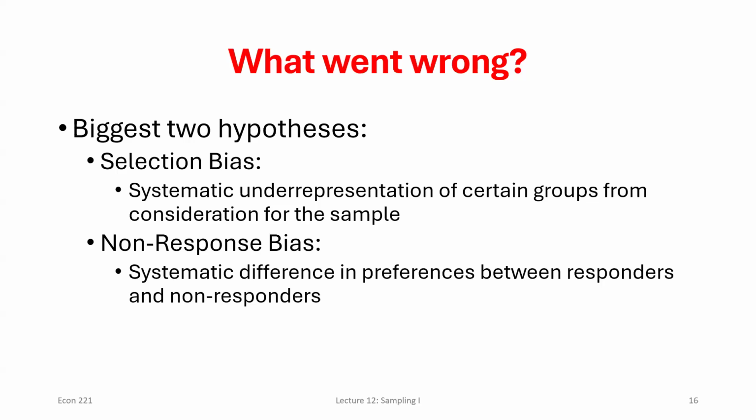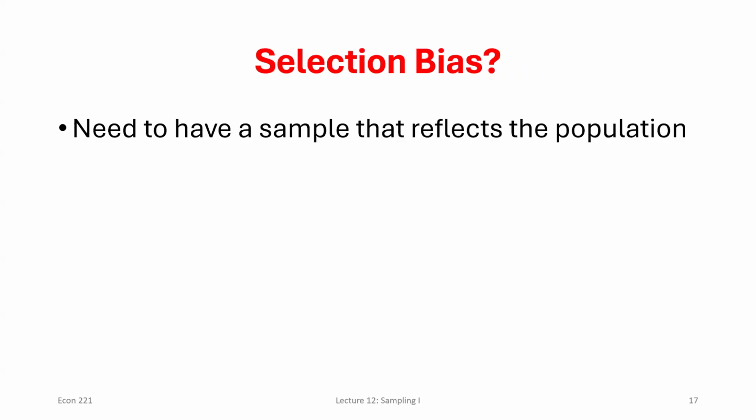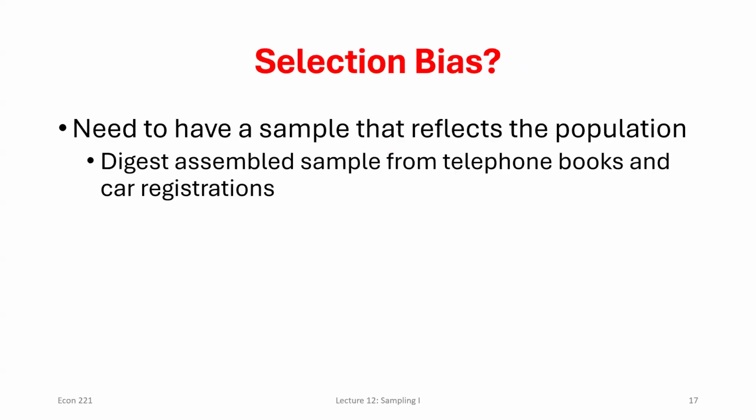Selection bias, non-response bias. So we want to have a sample that reflects the population across all attributes. So this is a really good example to highlight both the non-response and selection bias, because there was a group of researchers that went out and were able to figure out who was in this original 10 million people.